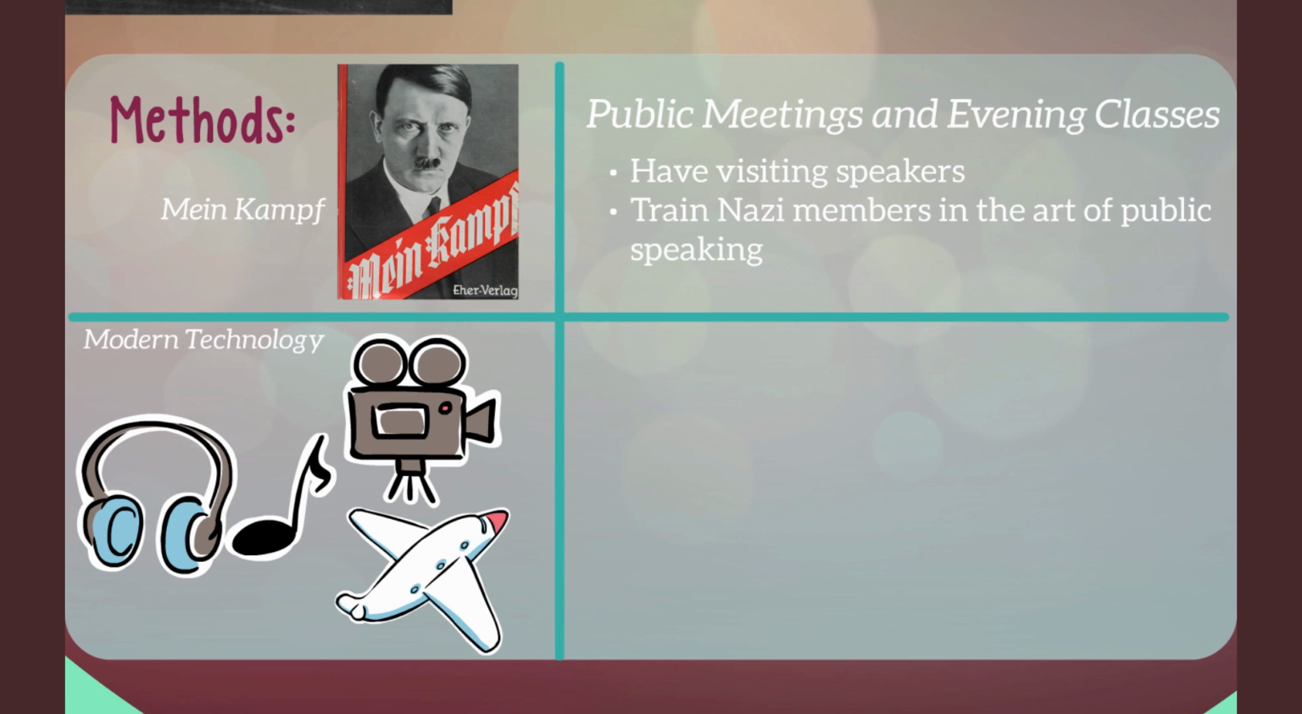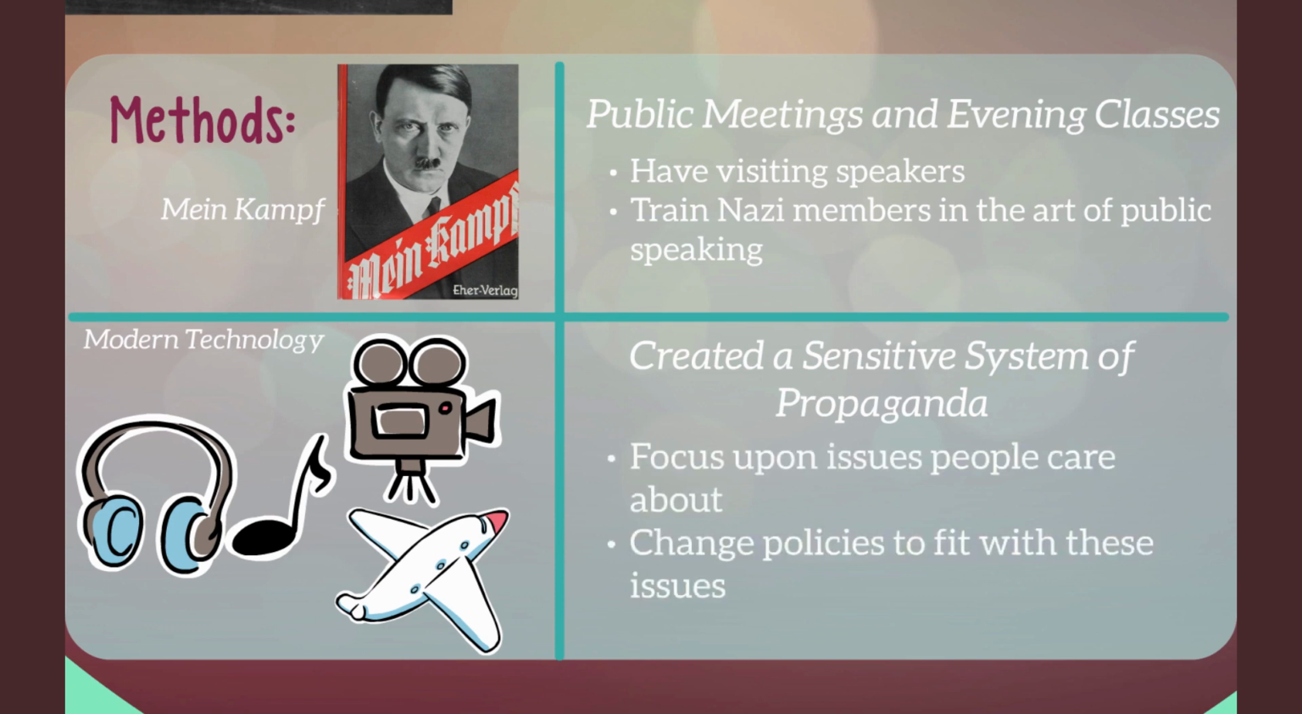Through these methods, modern technology, meetings, evening classes, and Mein Kampf, the Nazis created an extremely effective and responsive system of propaganda. They focused on issues that people thought were important, and they changed their policies in accordance with what would help them increase their popularity. In other words, when they found an issue that people would support, they changed their policies to make that an important issue for the Nazi Party as well.